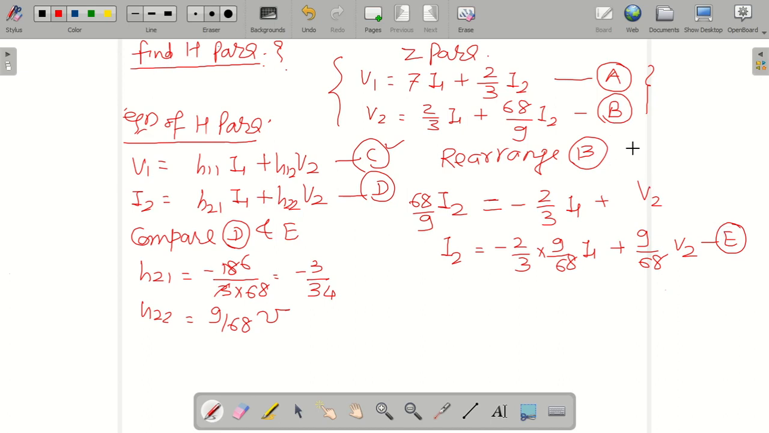ये कहाँ से आया था? B से ना. Put the value of E in A. क्योंकि ये B से ये आया था आपने. So put E in A. Clear? When you put the value of E in A, so क्या आएगा? V1 equal to 7 I1 plus 2/3 I2 और I2 की वैल्यू ये है कितना? 2/3 I2, राइट. सो 2/3 I2 कितना है?